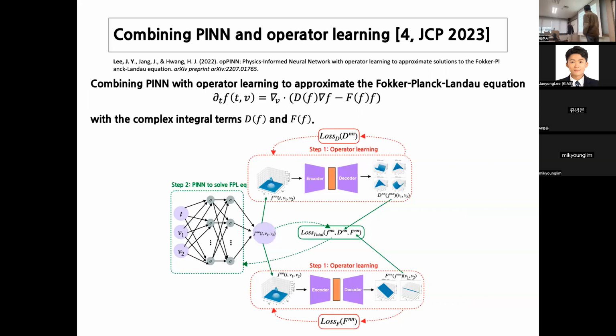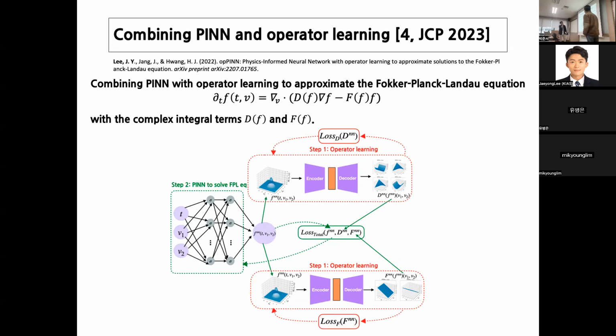I don't remember exactly how complex the D and F are, but it contains a double integral, or I don't remember exactly, but there are some integrals in these two terms. Then how do you generate the data? I generate data using a numerical quadrature rule. So it takes a lot of time to make the data.